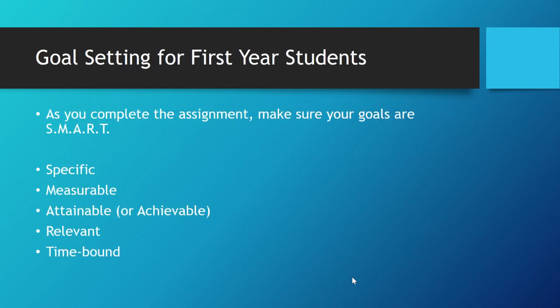Goal setting for the first year student. This is the assignment that you have to complete by Sunday, September 13th. There's a form underneath the assignment that's called Goal Setting for First Year Students. So make sure that you complete that and submit it. And think about, as you're writing out your goals, make sure that you make your goals SMART: specific, measurable, attainable or achievable, relevant, and time bound.